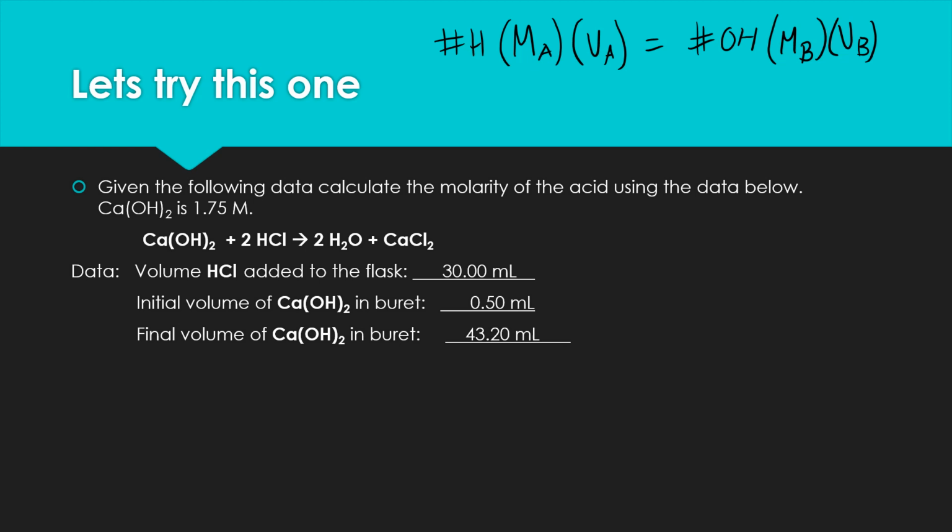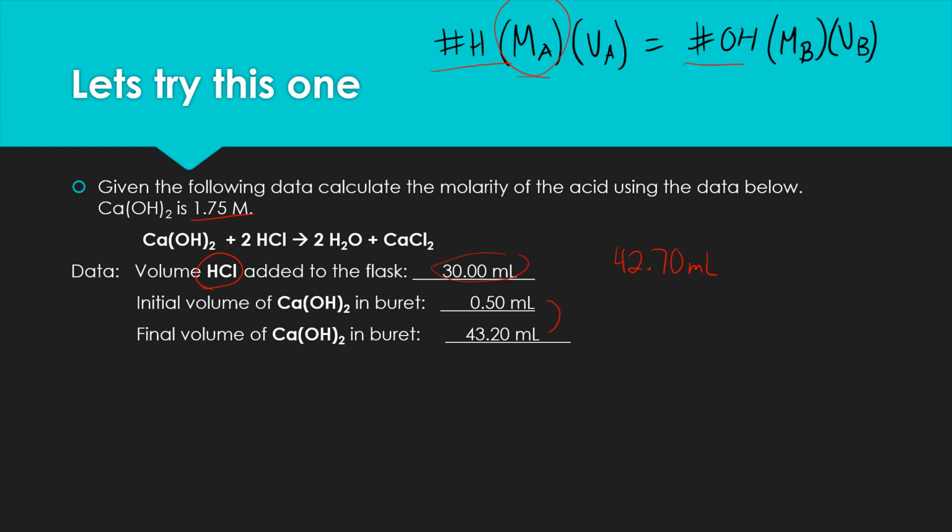So let's take the same situation as our last slide. We've got that 1.75 molar calcium hydroxide. We know our volume of our HCl that's added. When we subtract these two, we got 42.70 milliliters of base added. So let's plug this all into our equation here, and I'll show you how to get these two numbers in front and calculate. Remember, our goal is to find our molarity of HCl, which is our acid. So we're trying to find that value there.